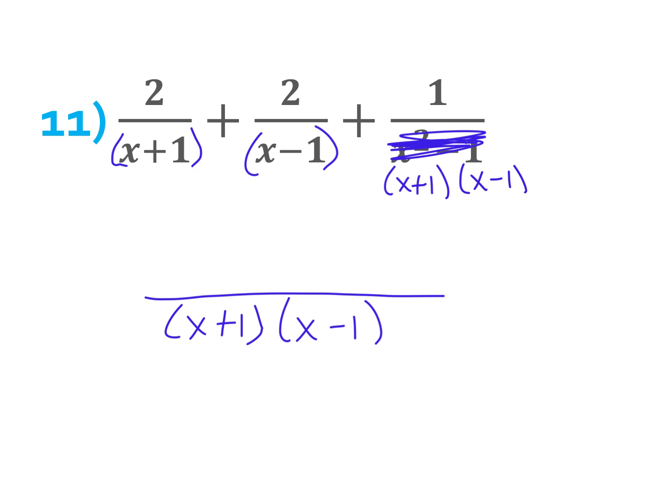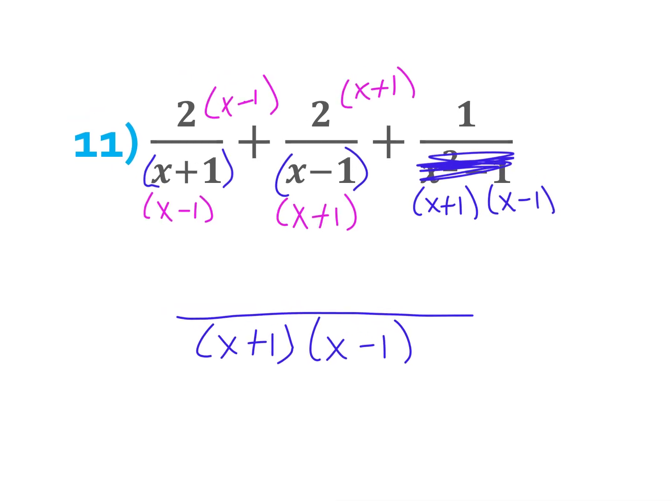So I look at my first fraction, and I see my first fraction has the x plus 1. It's missing the x minus 1. So what I multiply on the bottom, I'm going to multiply on the top. My second fraction has the x minus 1. It's missing the x plus 1. So what I do to the bottom, I do to the top. And my third fraction already has both of them, so I leave it alone. So now that all of our denominators are the same, we work with just the numerator.